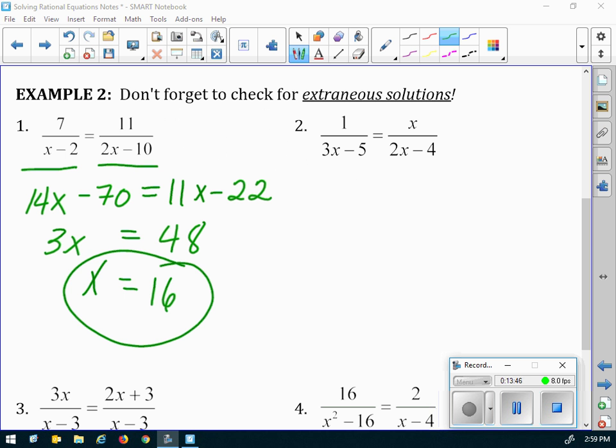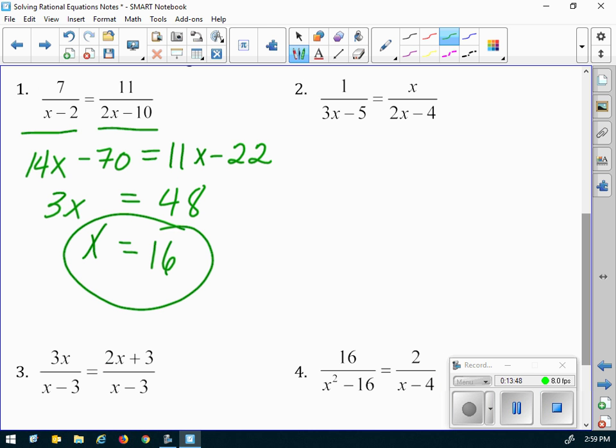Okay, next one. Can I cross multiply? Because why? Because I have how many fractions on the left? 1. How many fractions on the right? 1. Okay. What do I get here? Now, be careful. 3x squared. Good. There you go.